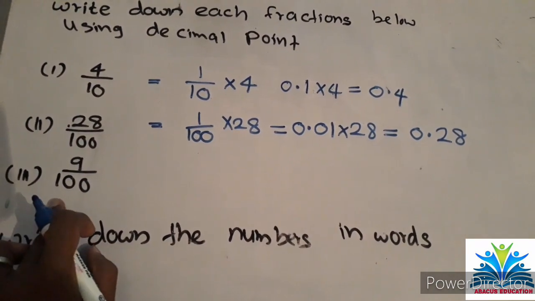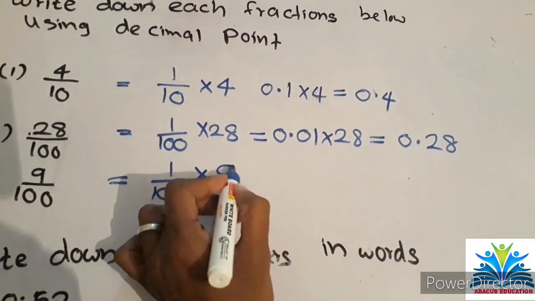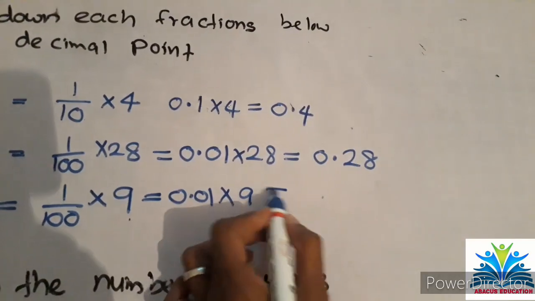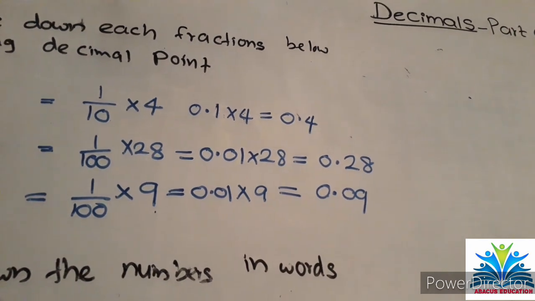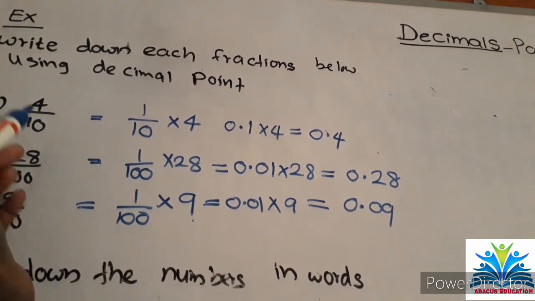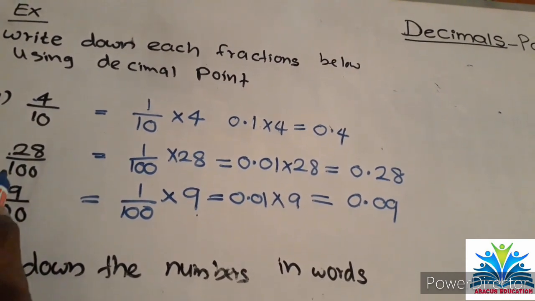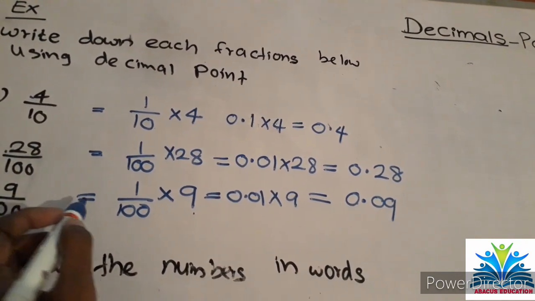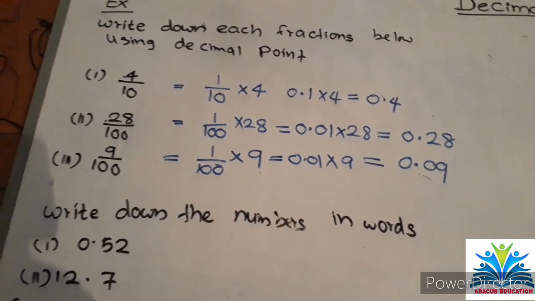The third one has 9 hundredths. So this is equal to 0.01 multiplied by 9, the answer is 0.09. It's very easy. Another way to write it: if there's a tenths part, you can write 0 point, then the numerator. If it's a hundredths part, you can write it with 2 digits, 0.28, 0.09, like that. Understand? Okay.